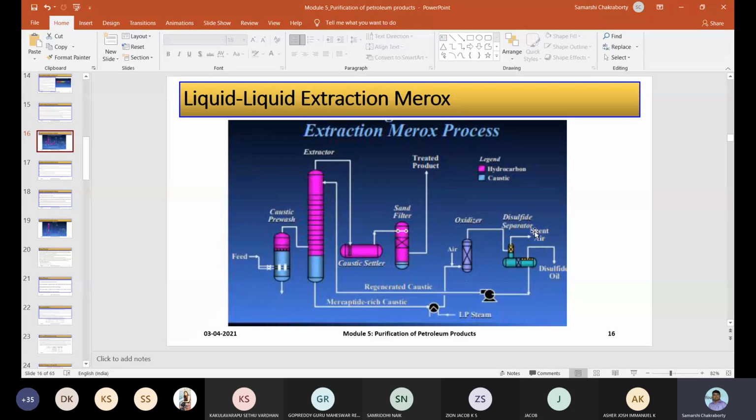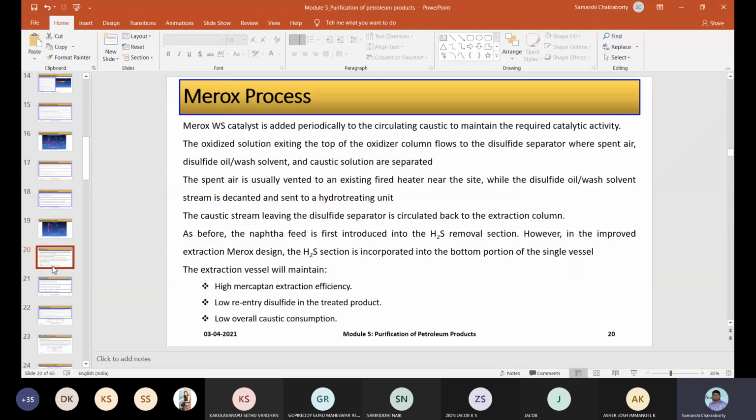The remaining air will be taken off from this separator, and from one side you can take out your disulfide oil, and from the bottom of this separator you have your regenerated caustic that you can again send back to your extractor for again extracting sulfur from your feed. The top part of your extractor column will go into your caustic settler, followed by a sand filter treatment, and then you will have your treated products. So in a nutshell, that is all about your Merox extraction process.